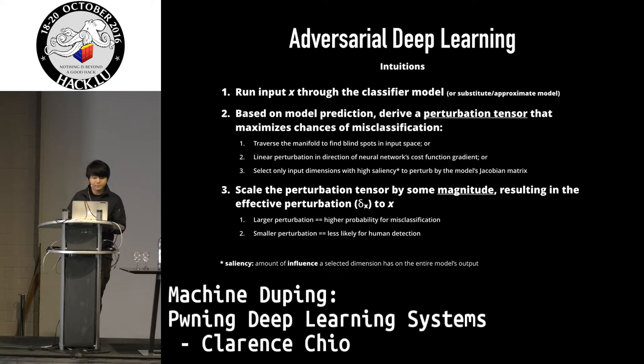The second step is to, based on the model prediction, derive a perturbation tensor, a vector or a matrix that maximizes the chances of misclassification. So I'll go into more detail about how to do this later. And the third step is to scale this perturbation tensor by some arbitrary magnitude. The larger magnitude you scale this by, the more chance you have of tricking the machine learning model. The smaller magnitude you tune this by, the smaller chance you have of tricking the machine learning model, but also the smaller chance that a human looking at this input will realize that something wrong is going on.